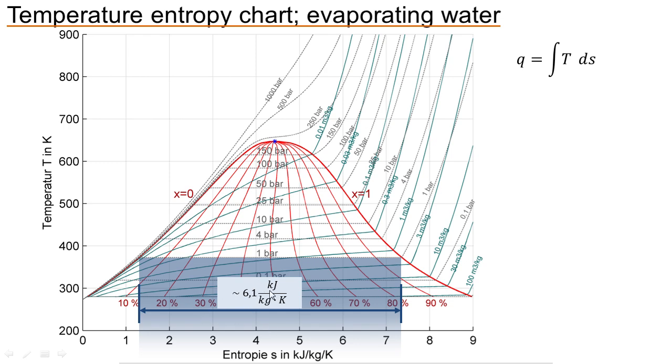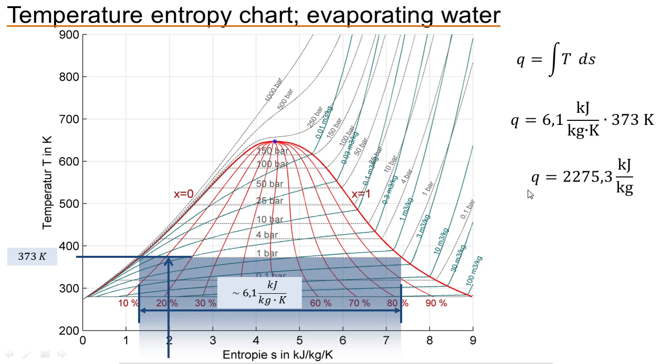It's about 6.1 kilojoule per kilogram per Kelvin, and take the height here. This diagram goes down to 0 Kelvin, and you can calculate the square here. This should be about 6.1 multiplied with 373. You can remove this Kelvin here, and you get a number of 2275.3 kilojoule per kilogram. Don't write .3 here.